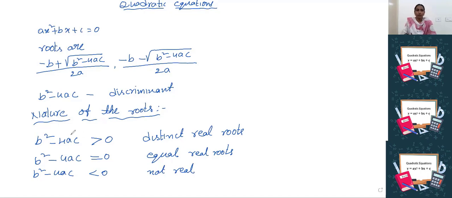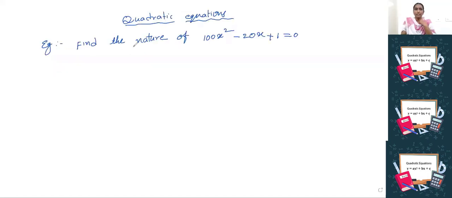So no need to do a full problem or find out the roots. By finding out the discriminant itself, we can tell the nature of the roots. We will discuss one example. Find the nature of the roots of 100x square minus 20x plus 1 equal to 0. Here, 100x square minus 20x plus 1 equal to 0 is a quadratic equation.